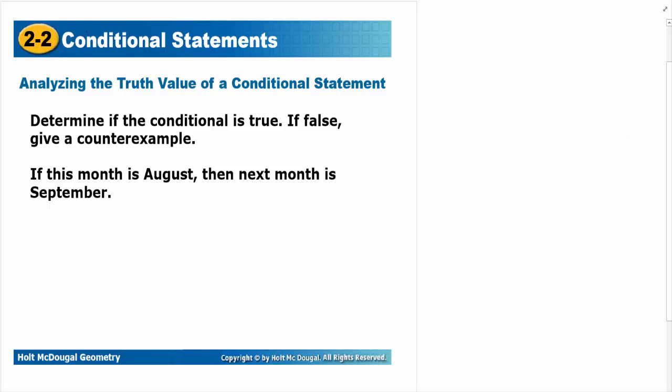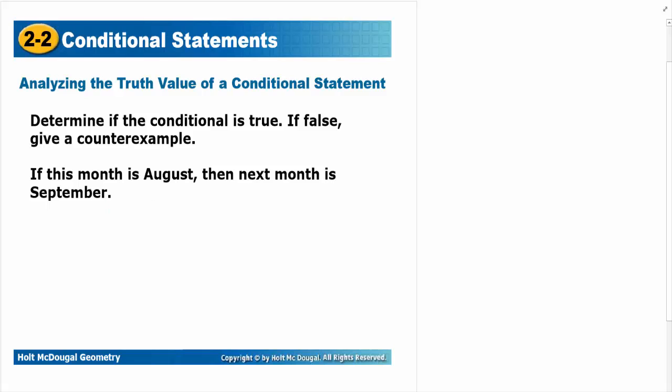In this case, we want to analyze the truth value. So determine if the conditional statement is true. If false, tell me why. Just like if you were in an argument with somebody, and you say, well, I'm right and you're wrong, the first thing they'll say is, okay, well, give me an example. They want you to prove that you're right by showing an example. Or if you're saying they're wrong, you say, well, if I'm wrong, tell me when I'd be wrong. That's what we're doing here. If this is true, it's true, but if it's wrong, we have to say why.